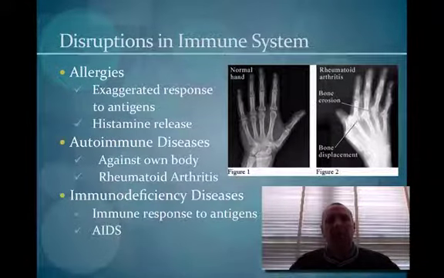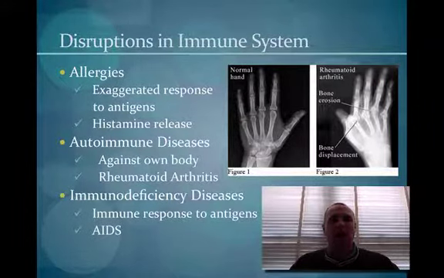Now, there are disruptions in the immune system. Allergies are probably the most common. Allergies are an exaggerated response to an antigen. A lot of us have allergies to pollen. When it starts to be that season, we start to have runny noses, and that's because histamines are being released, which cause our nose to run, increase in bodily fluids, etc. A lot of times for allergies, you would take an antihistamine, which would block the histamine response, so that it's a little bit more bearable to us.